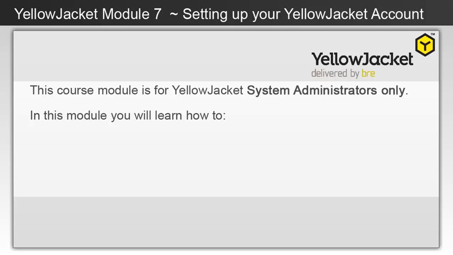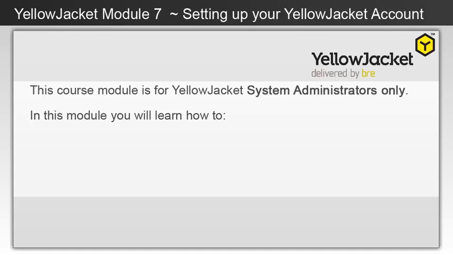This Yellow Jacket training course module is designed for system administrators only, also referred to as super users. Until the tasks within this module are completed within your account, other users will not be able to access or carry out any inspections within Yellow Jacket.